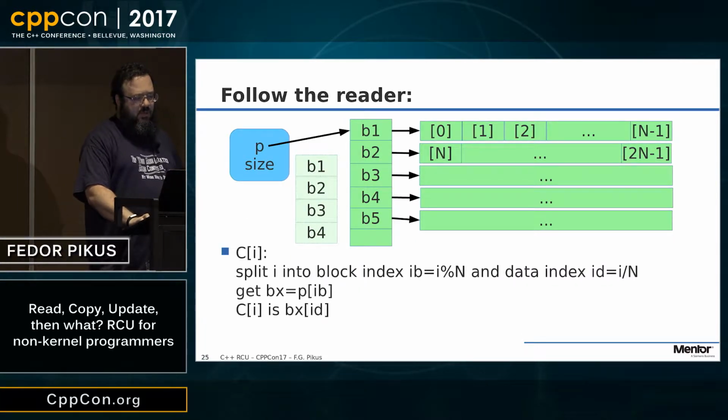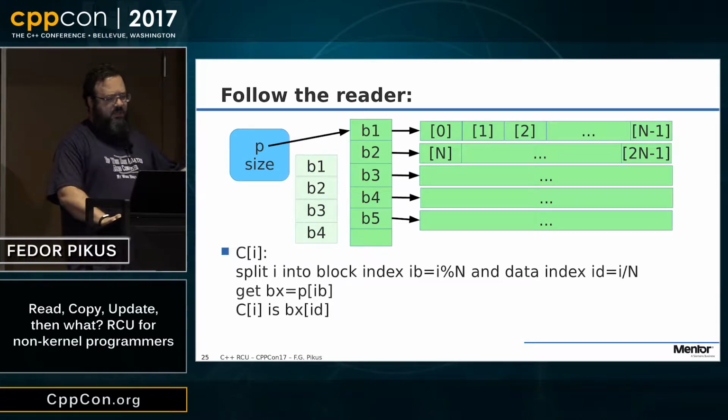So what do the readers do? First, they split the index into the block index and the data index, not using the modulo operator as shown on the slides. Then they get the pointer to the data block using the block index, and then they get the data itself using the data index.